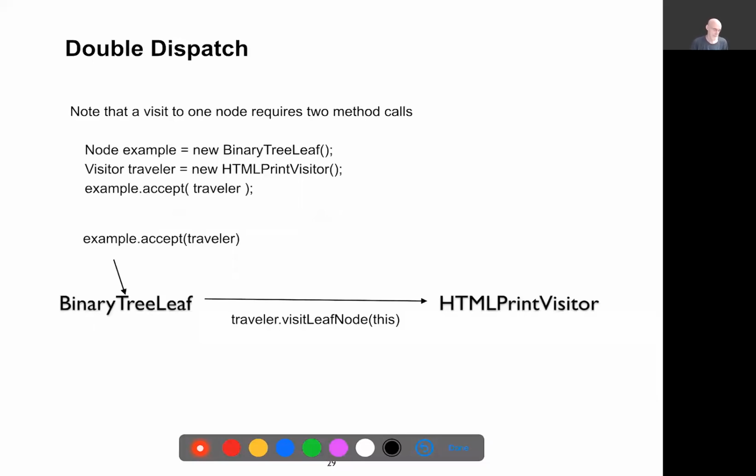So again, repeating the same things over again, right? When I call accept on a node and pass in a visitor, what does that do? Oh, it's a binary leaf node. So now inside that, I call on the visitor, visit this type of node. So I've now made 2 method calls. The first one is going to specify which type of node it is. And the second one is going to then tell the concrete visitor what type of node we're visiting.